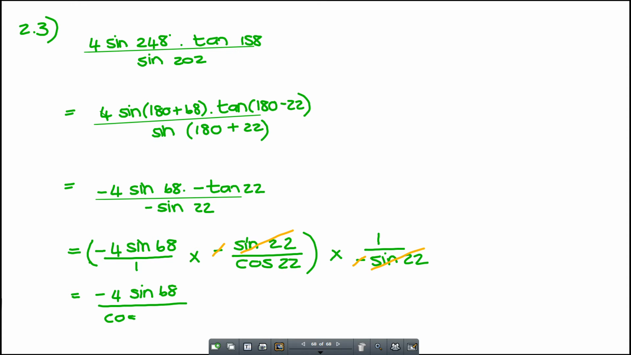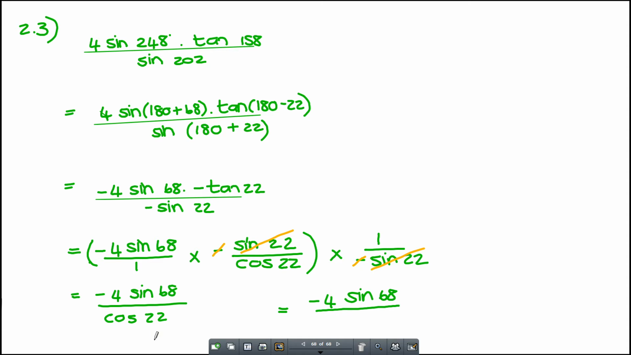Okay, so that is then what's left. But you will see that at the top I've got sin and at the bottom I've got cos. And that tells you that maybe I can use co-functions. Nee, so jy kon nou of bo verander het, of onder verander het. Ek gaan sommer gou onder verander. So dan gaan ek hê minus 4 sin 68 over cos 22.